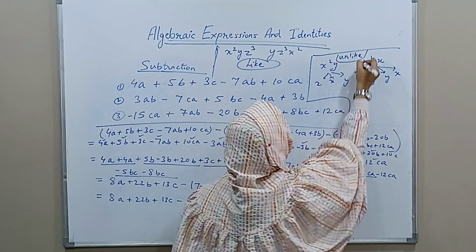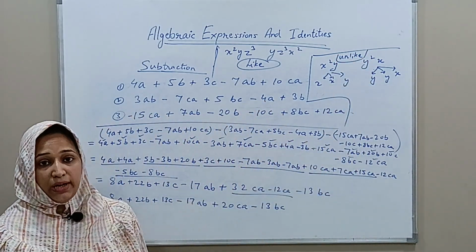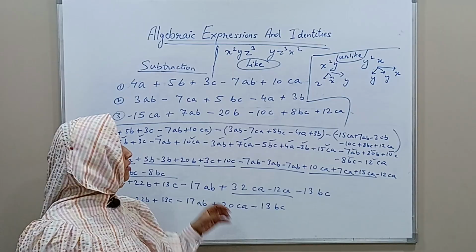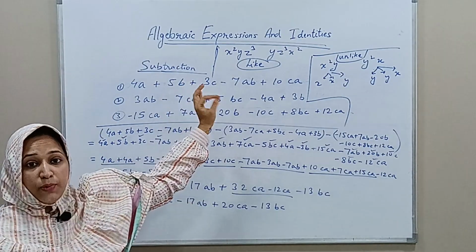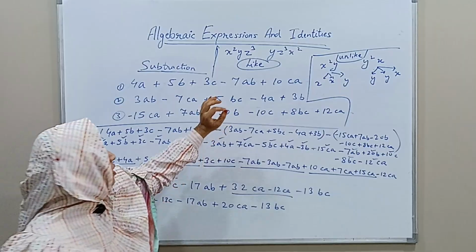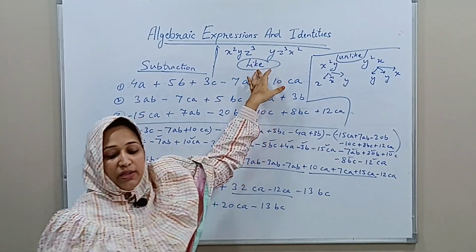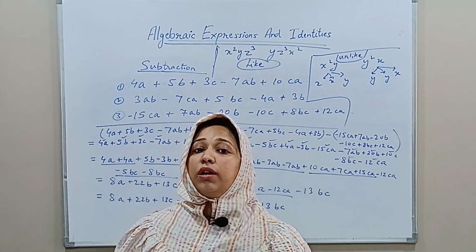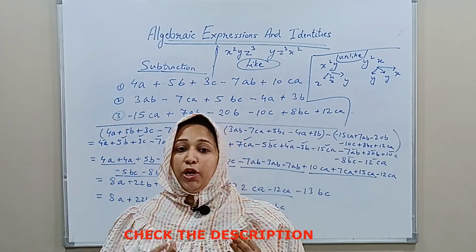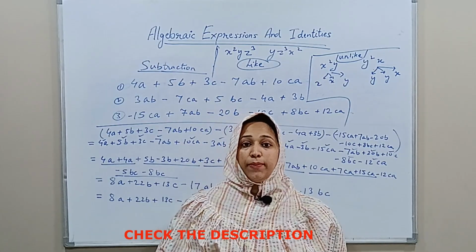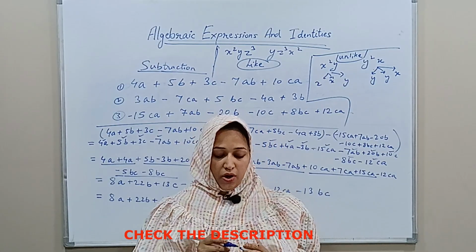So be very sure while calculating, adding, subtracting or doing any other operations, especially in case of addition and subtraction, that like terms can only be added or subtracted, whereas if you have unlike terms you cannot add or subtract them. I hope the concept is very clear to you about addition and subtraction of expressions.